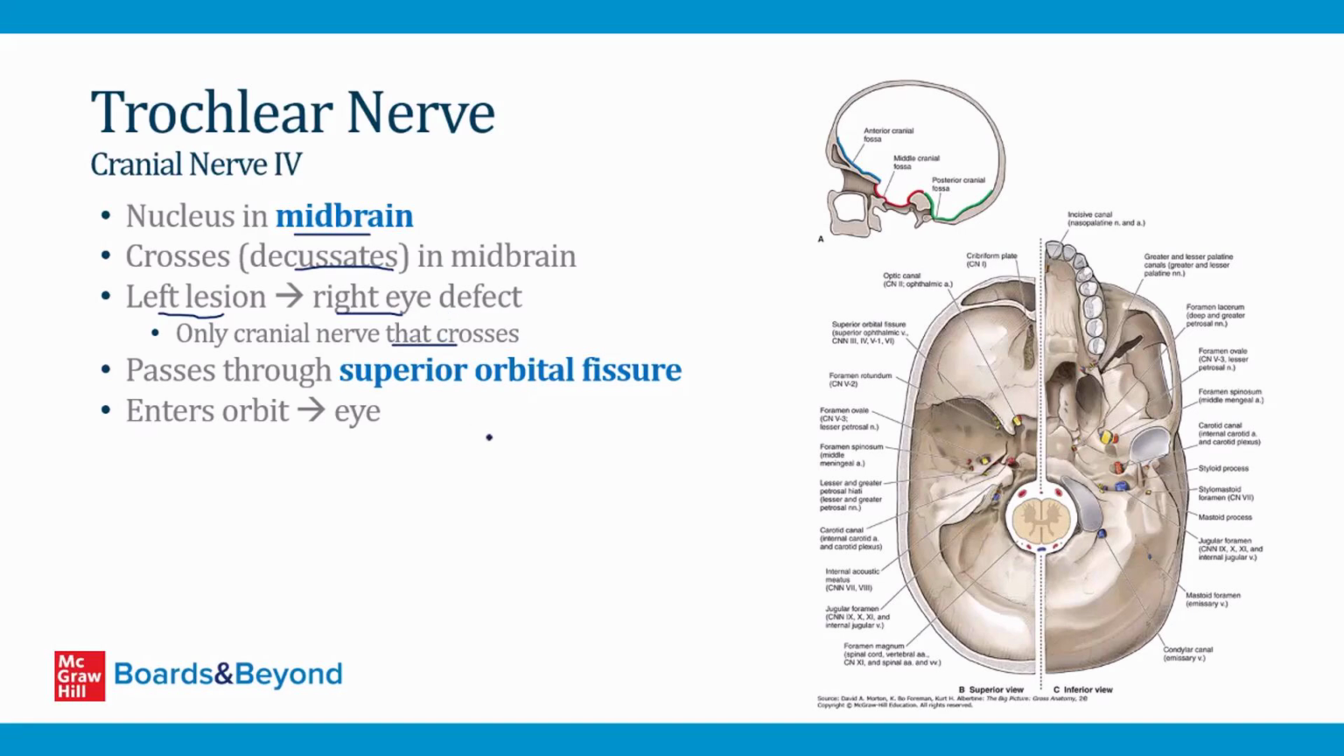It passes out of the skull into the orbit where the eye is through the superior orbital fissure. Remember, that's this structure right here, and lots of cranial nerves that have to go to the eye exit the skull through this structure.